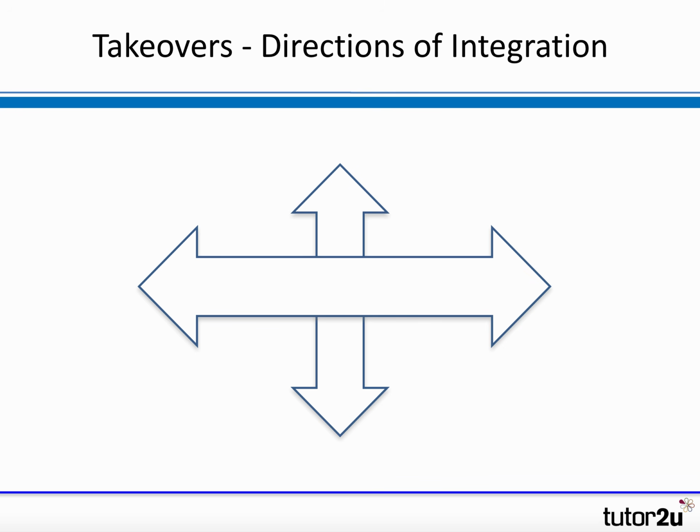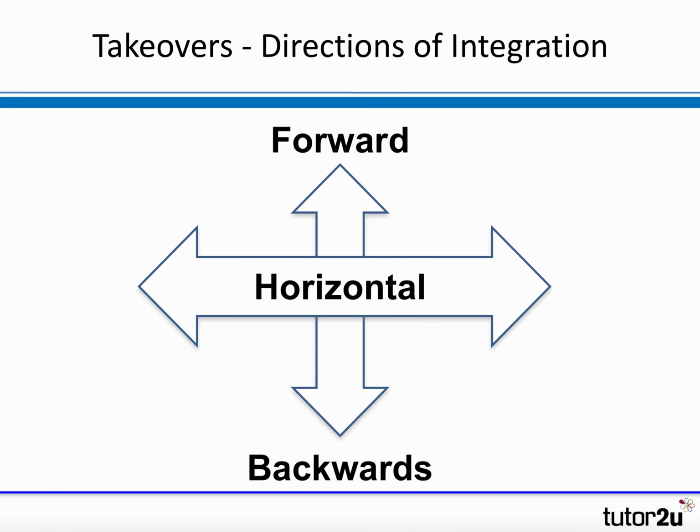So in terms of the direction of integration as a result of these external growth strategies, the first thing to remember is that there is a possibility of going in a vertical direction, either forward integration or backward integration, and the alternative is to go from side to side, what's known as horizontal integration.